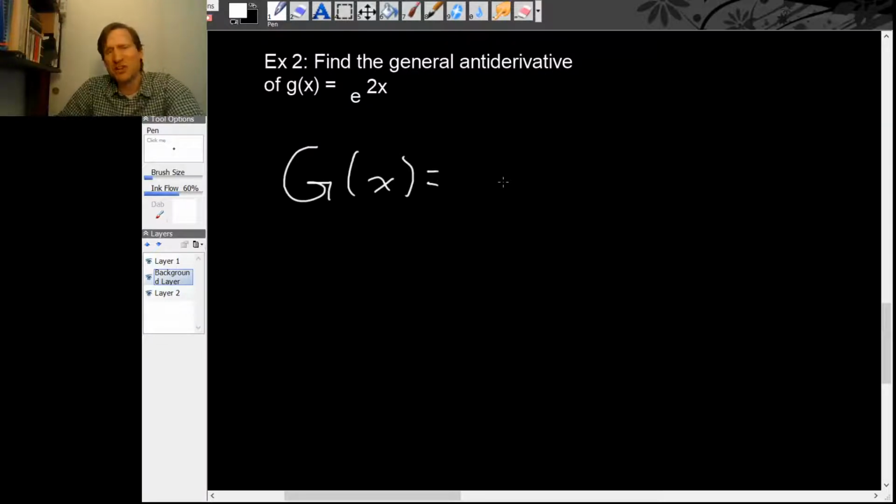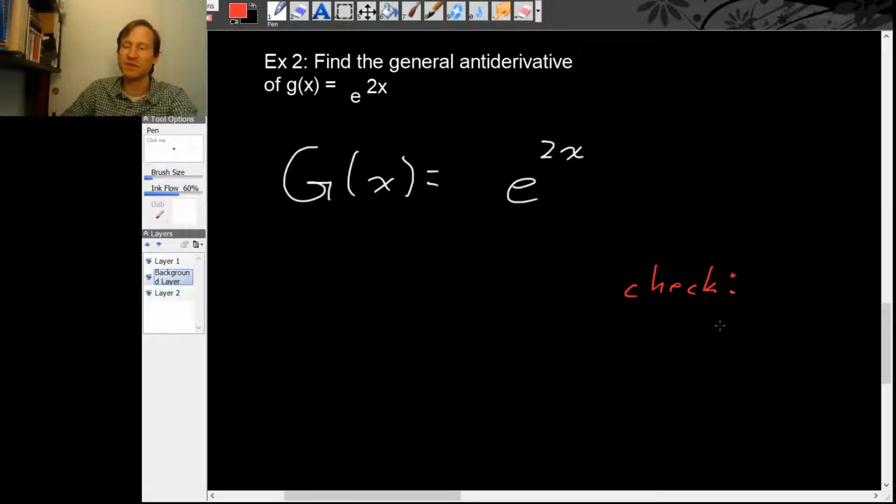And just based on our experience with taking derivatives, you'd probably guess that the derivative of an exponential base e is pretty much the same as the exponential base e. There might be some chain rule stuff that happens, but the antiderivative should probably also be pretty much the same thing. All right, so that seems like a decent guess.